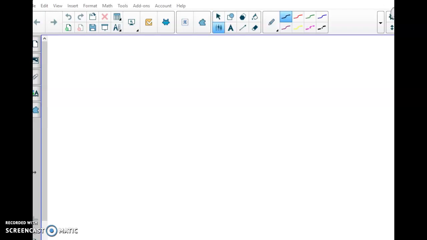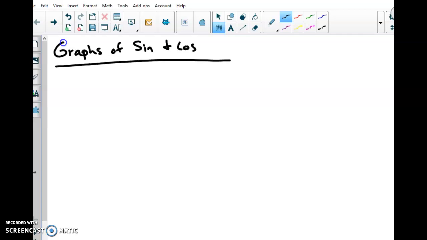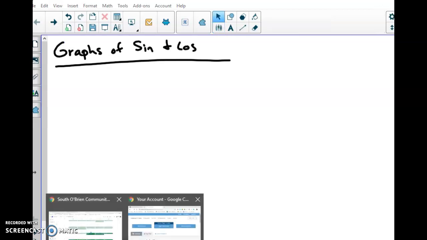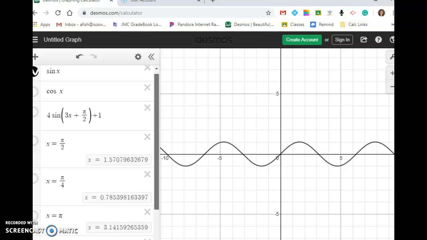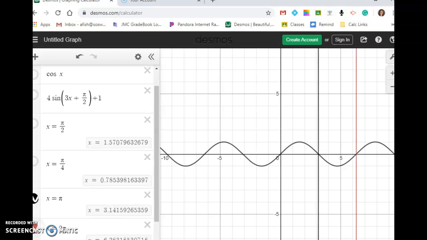The graphs of sine and cosine are directly linked to each other. What I mean by that is they are very, very similar to each other in terms of what they look like. There's just a little bit of a difference between them. Let's jump to sine of x first, just to give you an idea here.